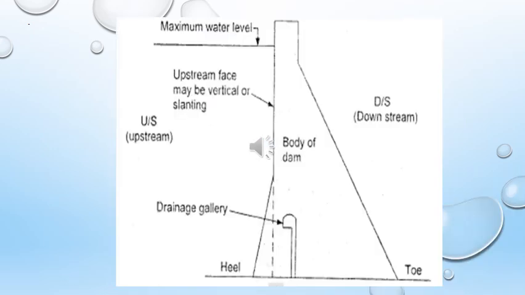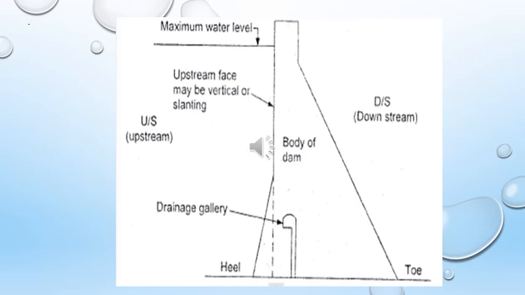This is the section of gravity dam. Here the water is stored. So, this portion where the water is stored is known as the upstream side, and the other side is known as the downstream side. And the point on the upstream side is known as the heel, and the other side shows the toe.